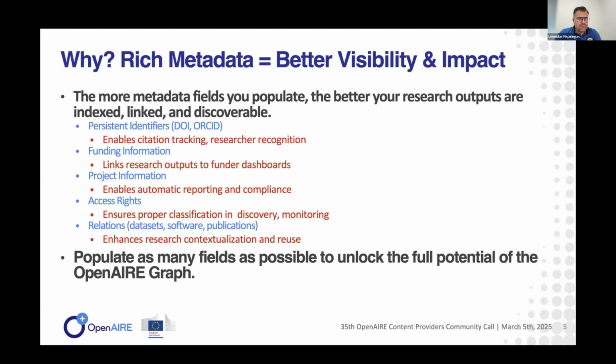We have the funding information, with links from research outputs to funders and to projects. We have the access rights fields that ensure proper classification, discovery, and monitoring. And of course, we have the relations among datasets, software, and publications. By populating as many fields as possible, you unlock the full potential of the OpenAIRE graph.